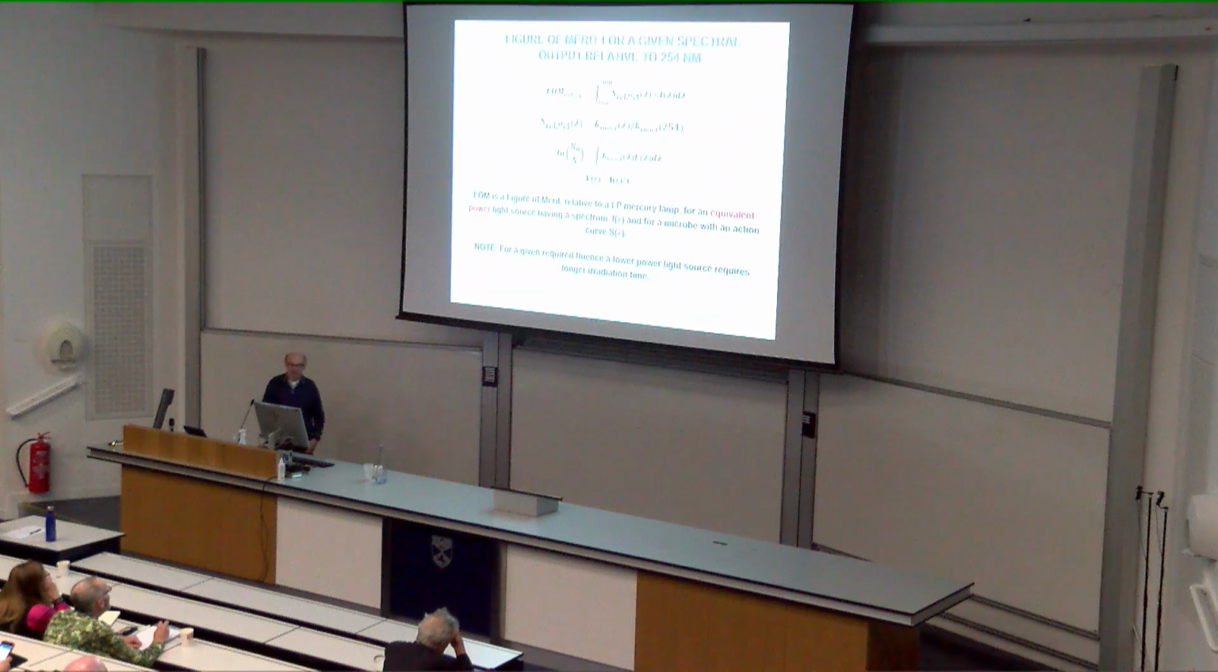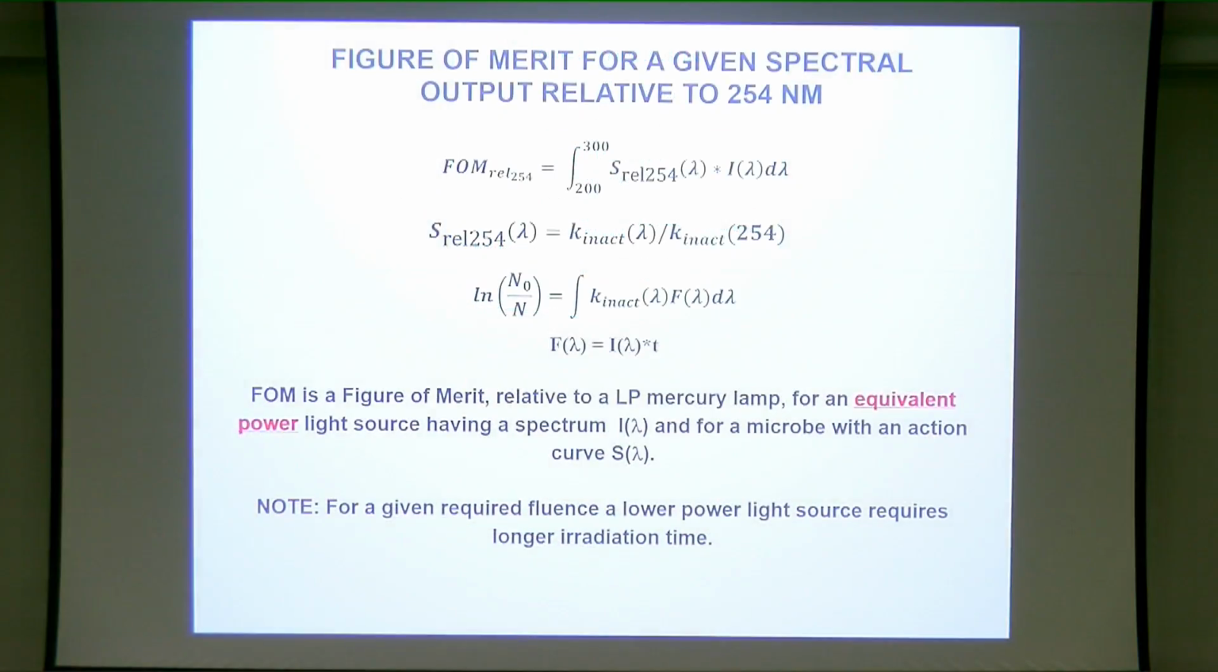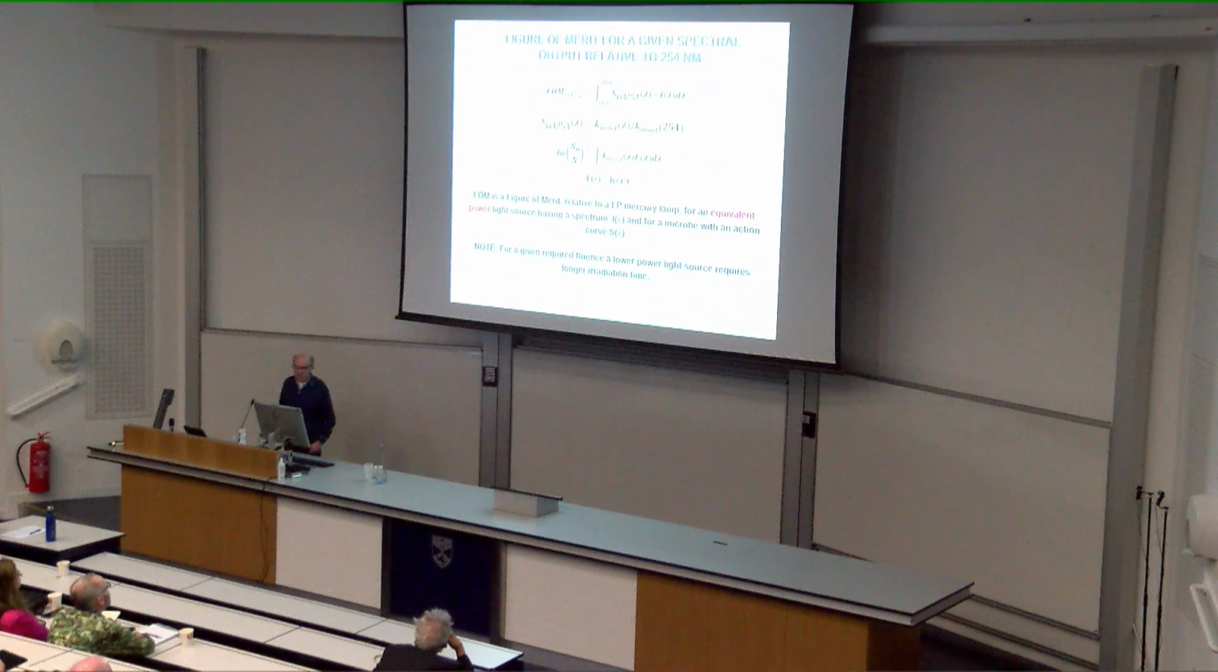So what I've done is define a figure of merit for a given spectral output relative to 254 nanometers. And the figure of merit is simply an integral of the activation curve for what you're after times the intensity distribution as a function of wavelength. Realize that the total power you need to eliminate or bring down 1 log, 2 logs, whatever your needs are, depends on the total fluence, which is the power times time. So if you have a low power source, it takes longer to eliminate what you want.